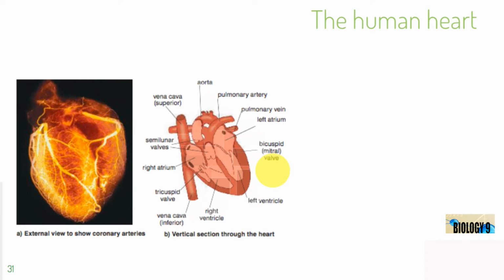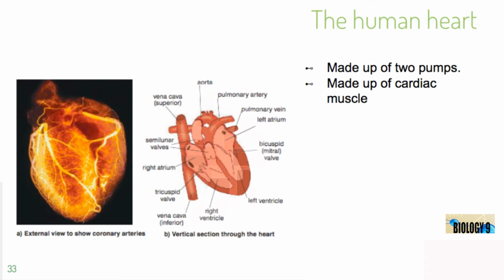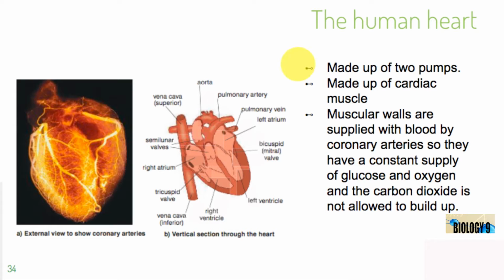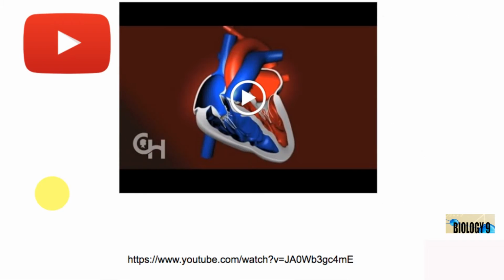Okay, so let's just have a look here at the working of the heart. I'm just going to break this down into a few steps for you. To start with, these are just a few points that are re-emphasizing what I've just gone through. Two pumps, cardiac muscle, a lot of this is muscle, and you've got the coronary arteries that are providing a constant supply of glucose and oxygen, so the carbon dioxide does not build up. Okay, here's a video that shows the functioning of the heart, and we're going to break this down in a moment in the step-by-step process of how it all works.